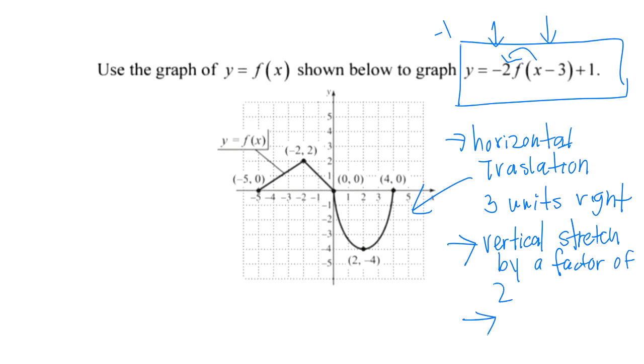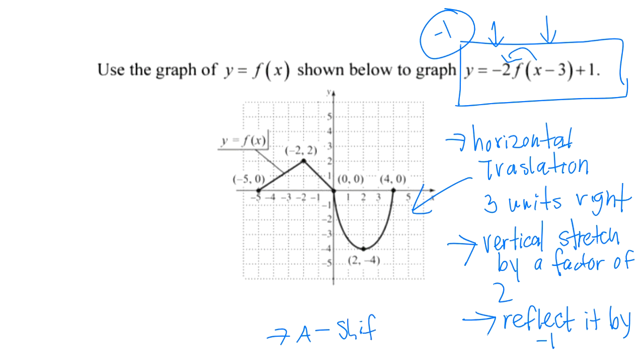And then I still have this -1 multiplying. I want to reflect it, multiply by -1. And then now when I have order of operations, I add or subtract anything. So I have a +1. So I am going to add, well, shift the graph 1 unit up.